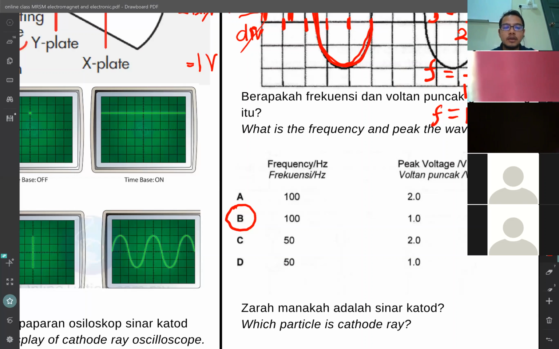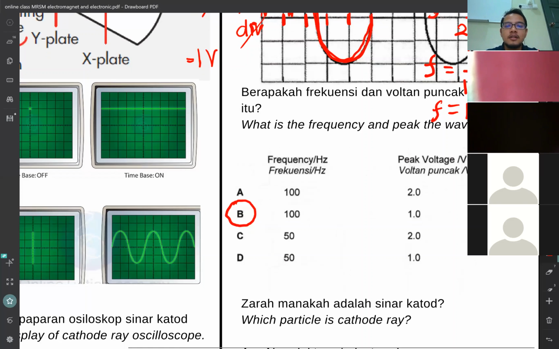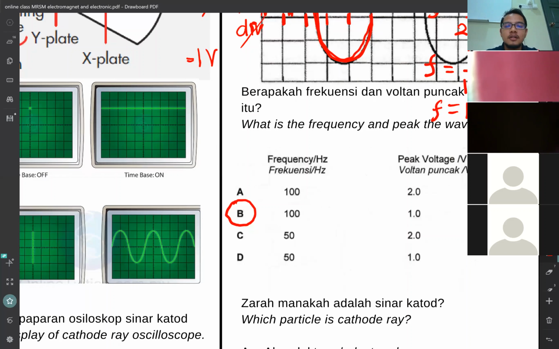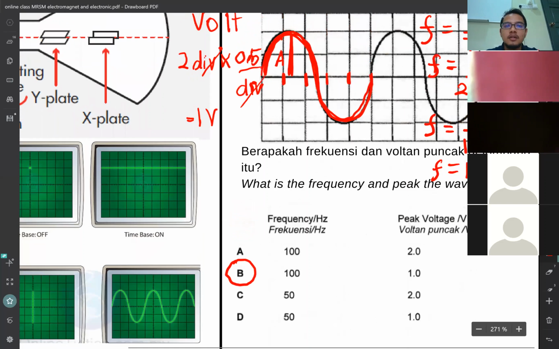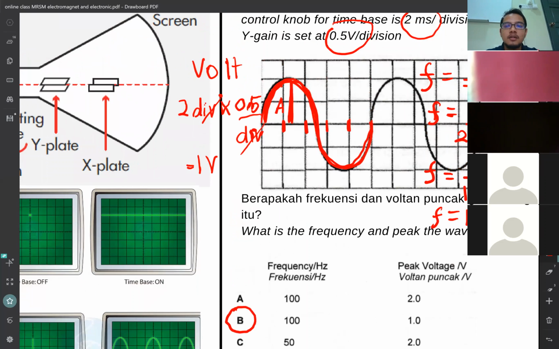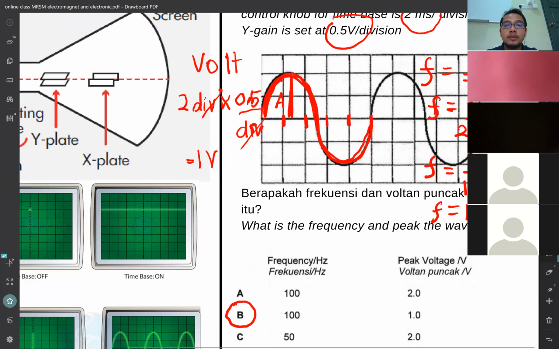Okay, any question or any problems? Can you understand this part? Anyone have a problem before I continue with the next question?